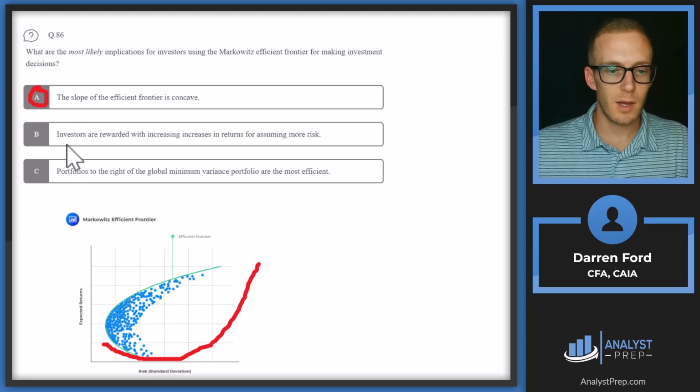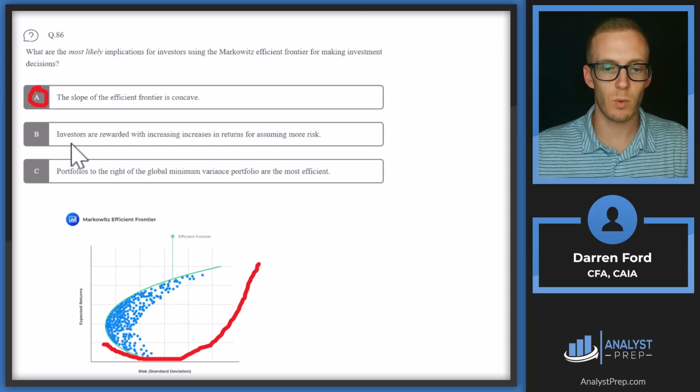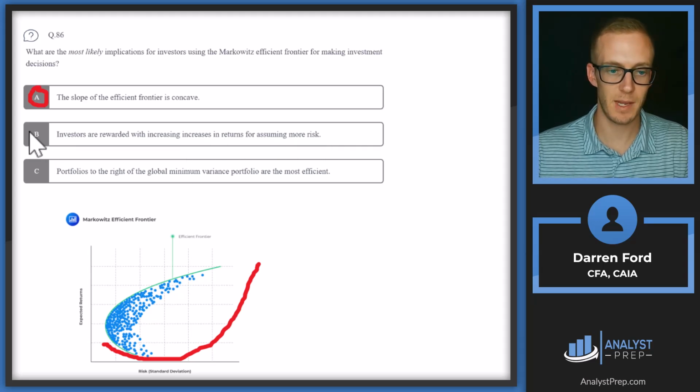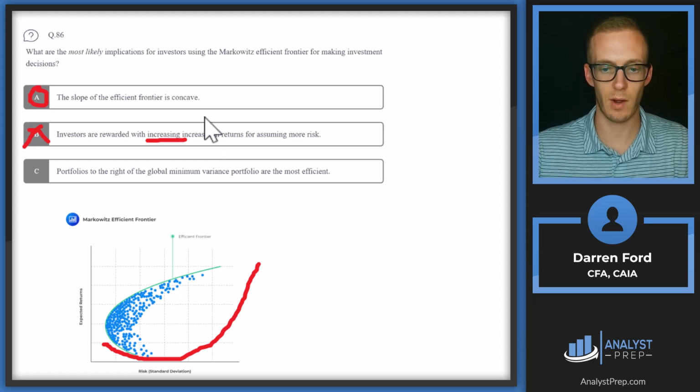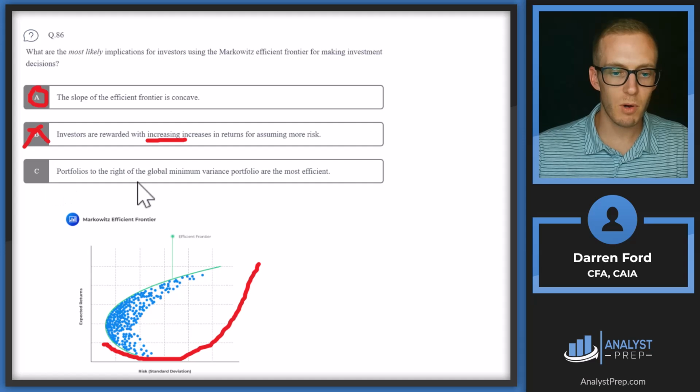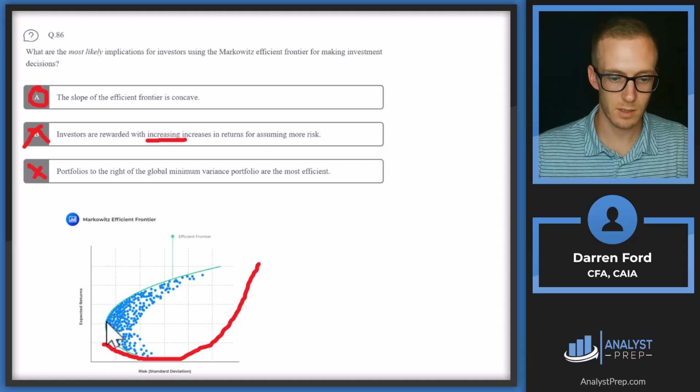Let's make sure we can rule out B and C though. B, investors are rewarded with increases in returns for assuming more risk. This is going to be incorrect, and that's basically why the curve does become concave. As we go out for more risk, we're having decreasing increases in return. So the marginal increase in return is less and less as we go further out on that risk curve. C, portfolios to the right of the global minimum variance portfolio are the most efficient. So this is going to be incorrect.